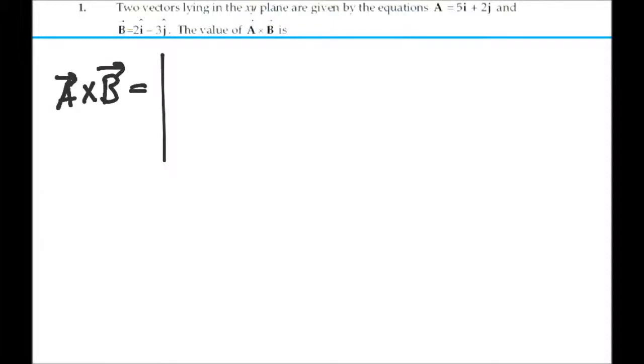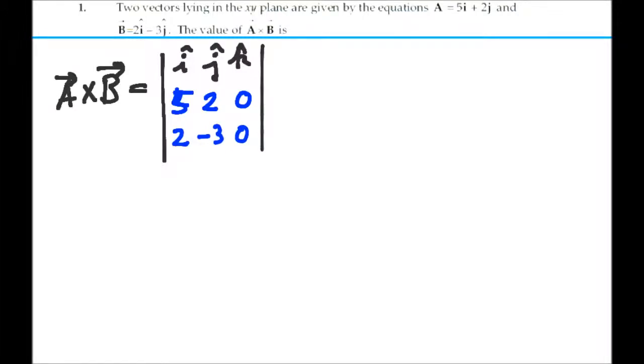where in the first row of our determinant we put i, j, k vectors, and in the second row we put the first vector's coefficients. In front of the i we had a 5, in front of the j we had a 2, and no k, 0. For the b vector we had a 2, a negative 3, and 0. So that's our vector determinant.